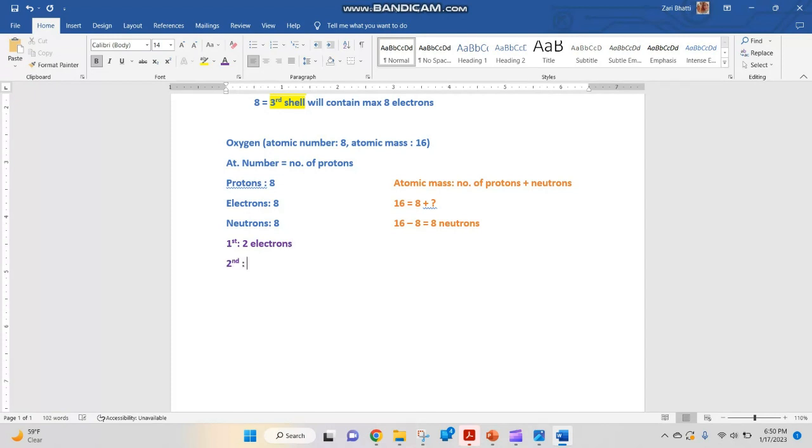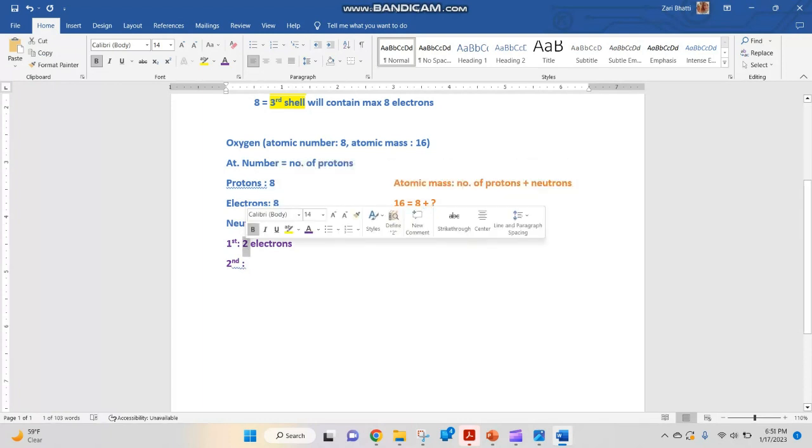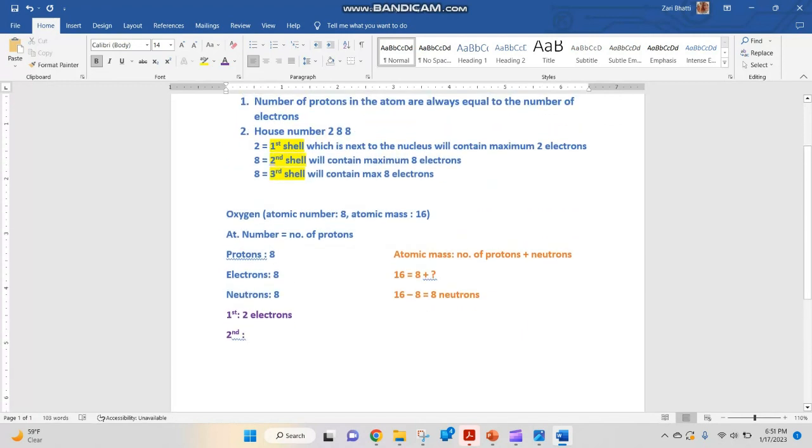Second shell, if we look at the number 8, 2 are already settled or can be drawn in the first shell, so the remaining are 6. Since the second shell has a maximum capacity of 8, we are going to draw 6 electrons over here. So we have a total of 8 electrons.